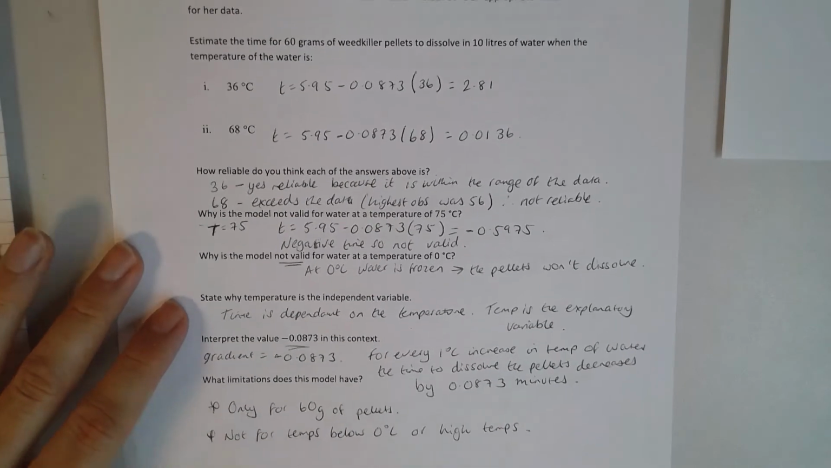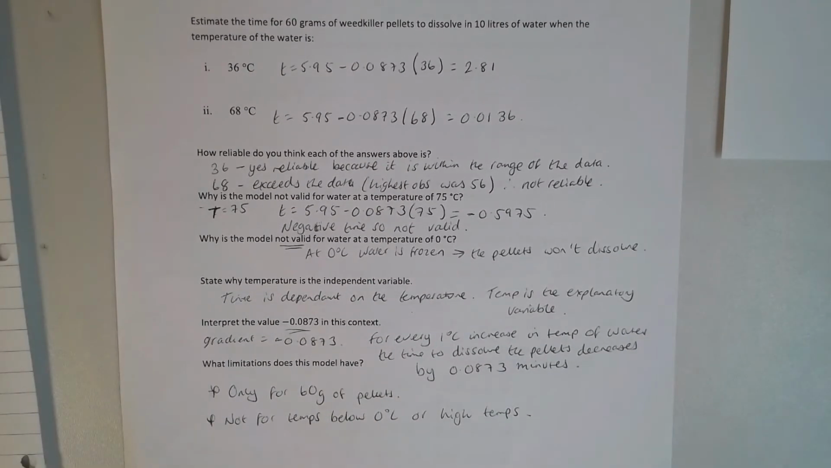Why is temperature the independent variable? Well, that's what's been controlled in this experiment. Temperature is the explanatory variable and time is depending on it. How long it takes depends on the temperature, so the temperature is independent.